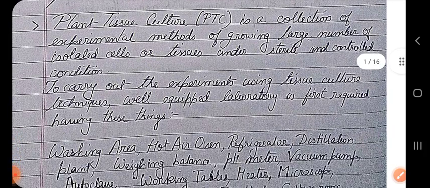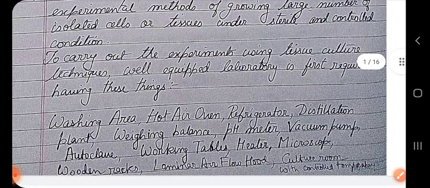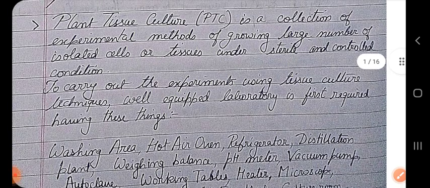Now, to carry out experiments using the tissue culture technique, a well equipped laboratory is first required. Now this is one of the disadvantages also. It is very laborious, first point. Second point is it is very costly, because the one time investment has to be large, as so many things are required for plant tissue culture.